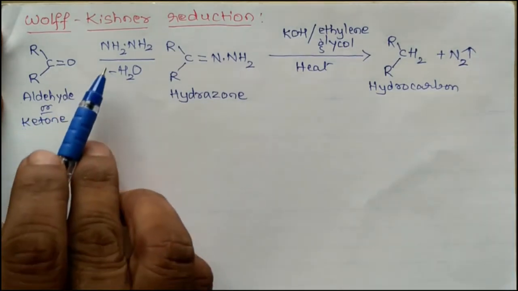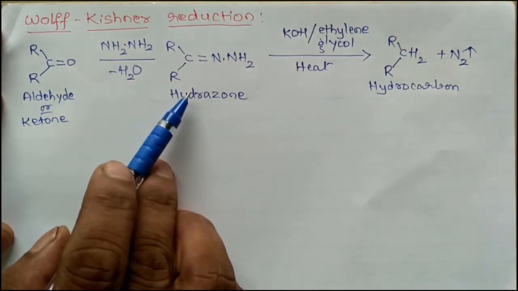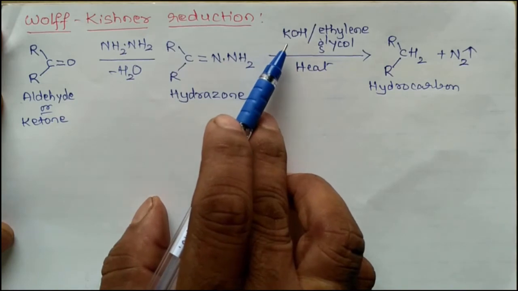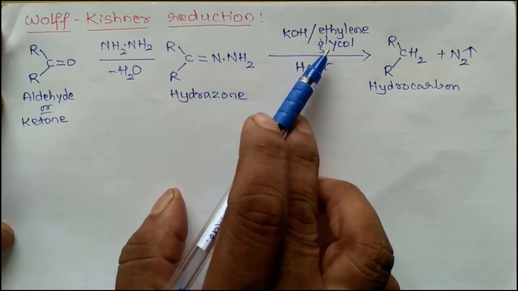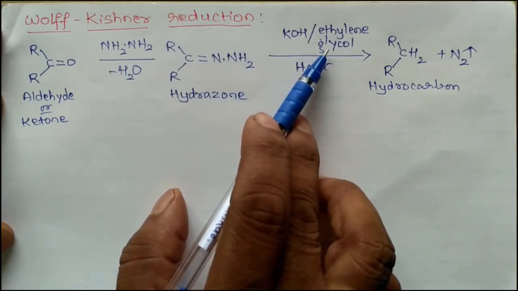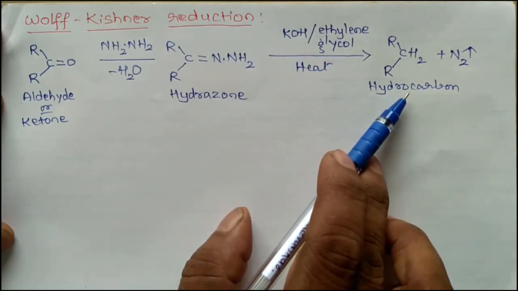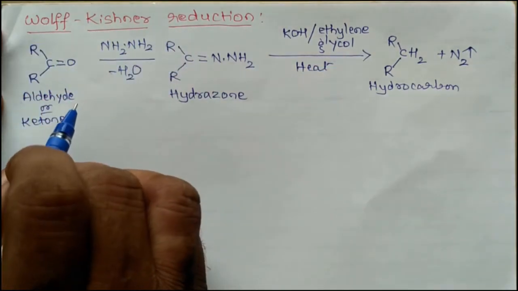First, aldehyde or ketone is treated with hydrazine. You get hydrazone, and it is boiled with either KOH or NaOH in high boiling solvents such as ethylene glycol. Hydrocarbons are formed. This reaction is known as Wolff-Kishner reduction.